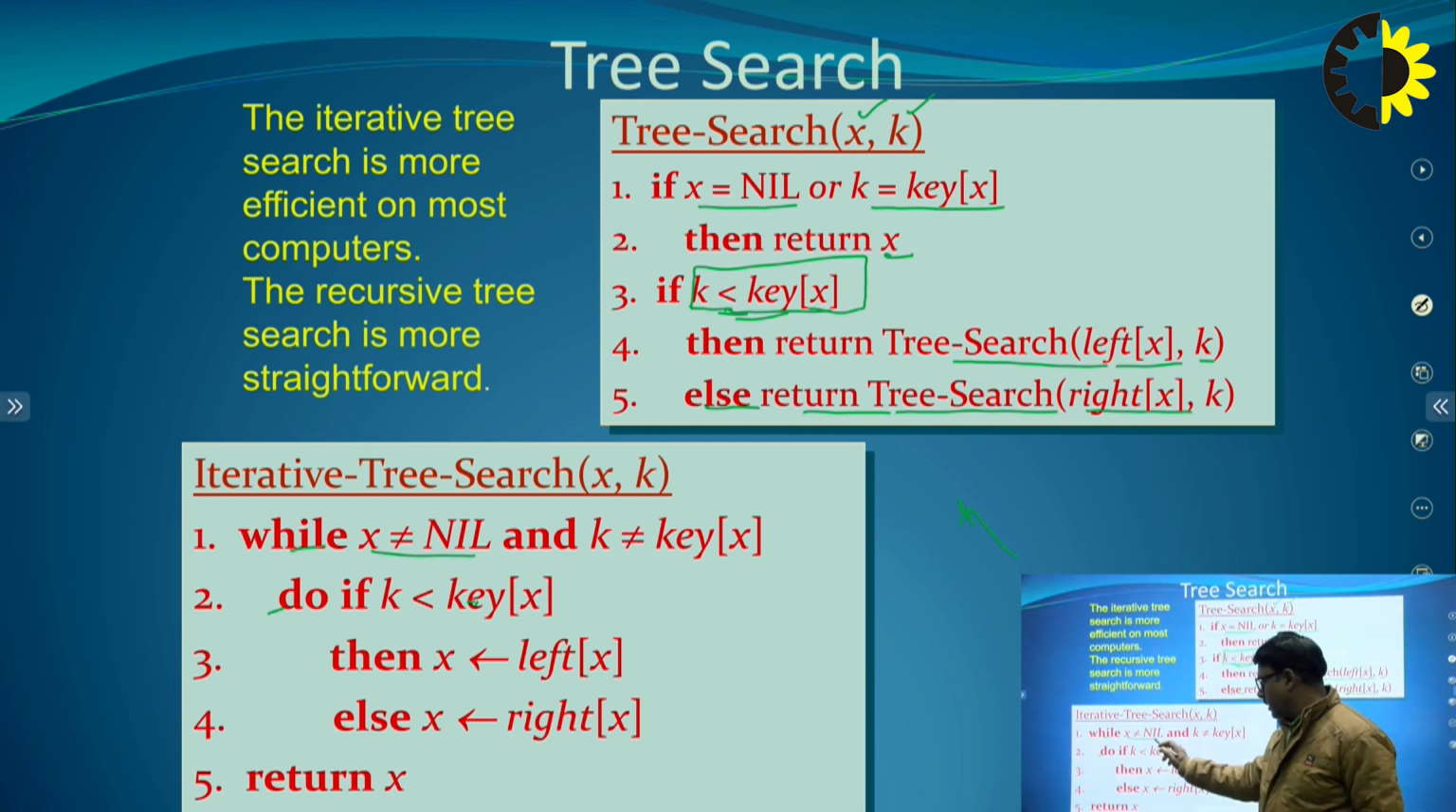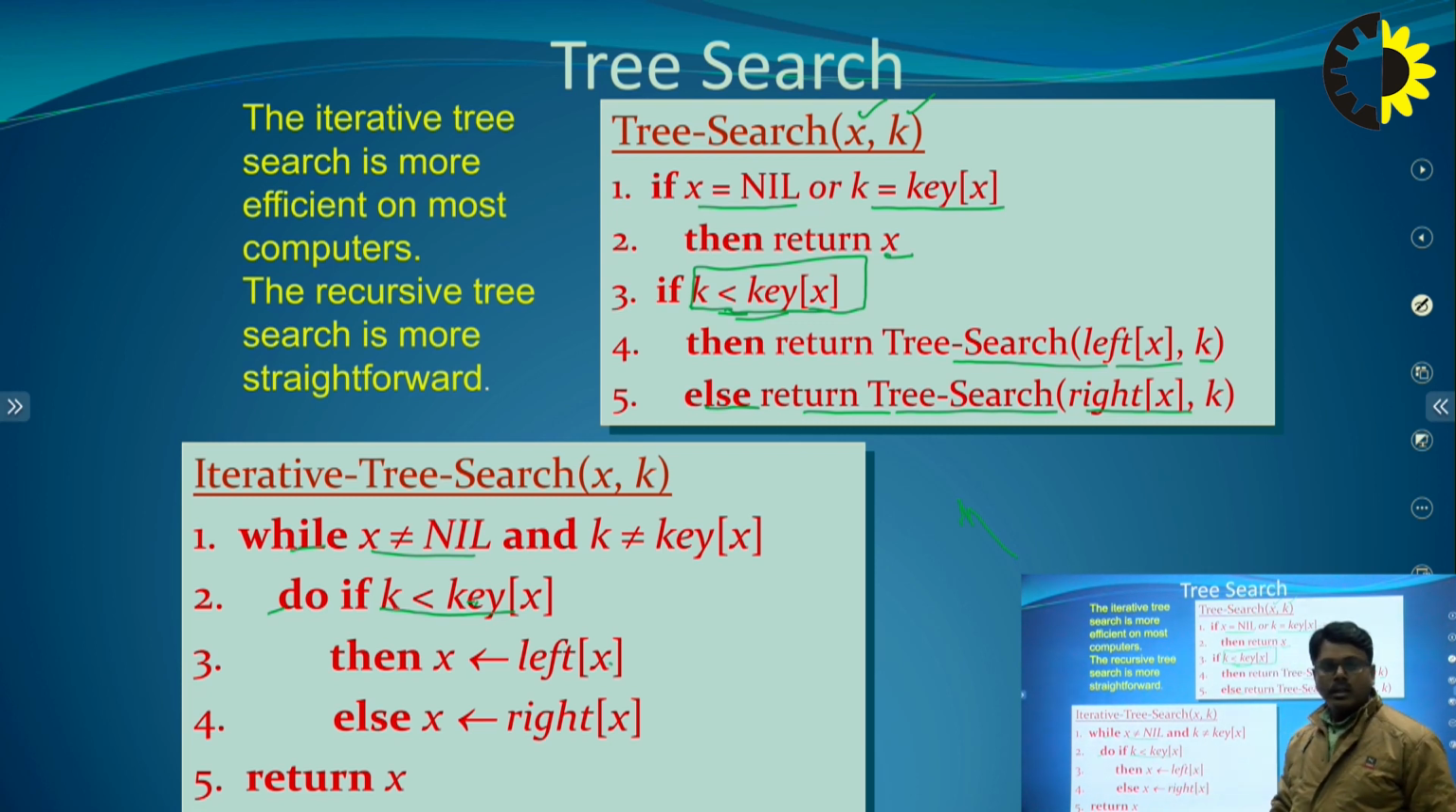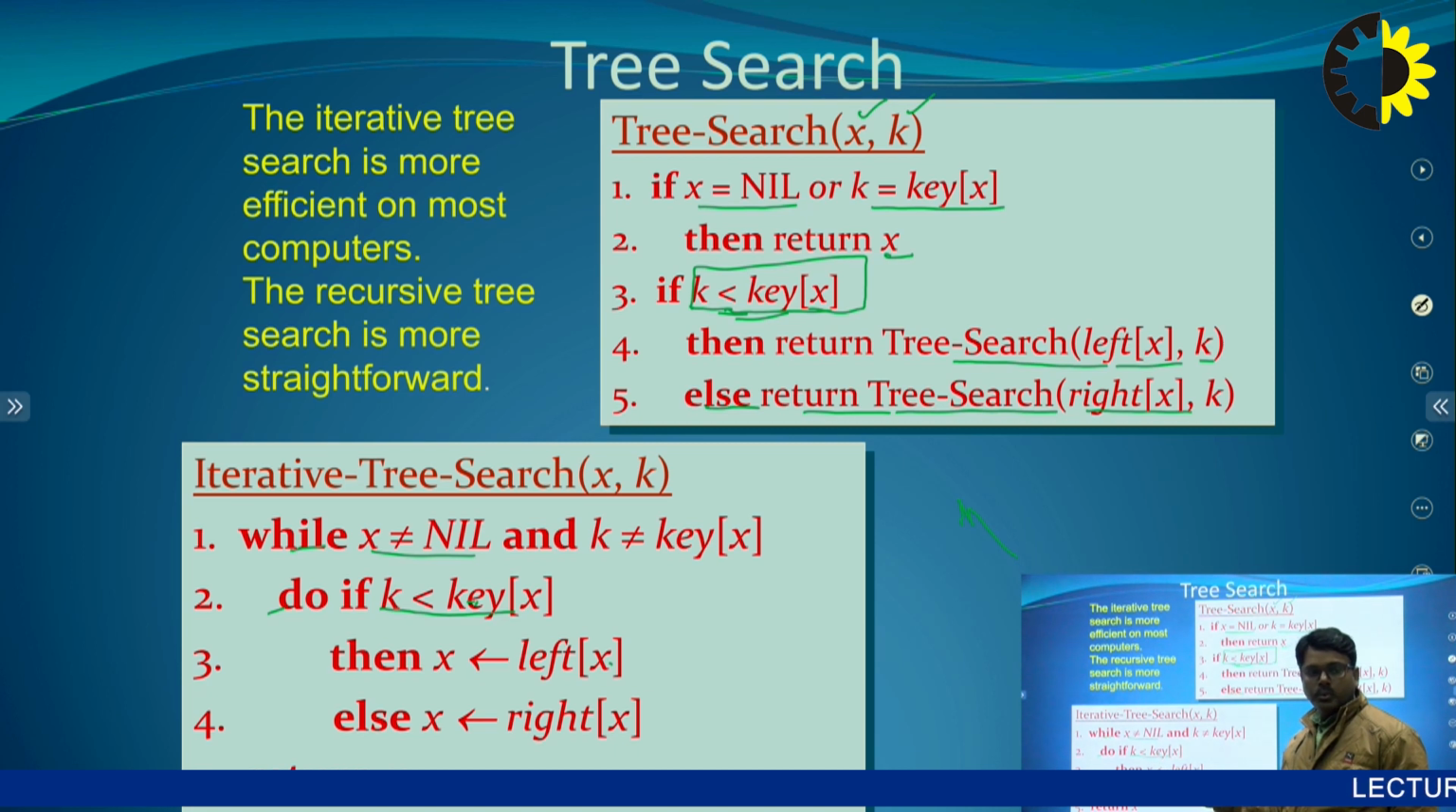But here, if x is not nil and k is not equal to key of x, then we have to check whether k is less than key of x. If k is less than key of x, then we assign left of x to x. And again this process continues, so x is continuously compared with the key of the root node.